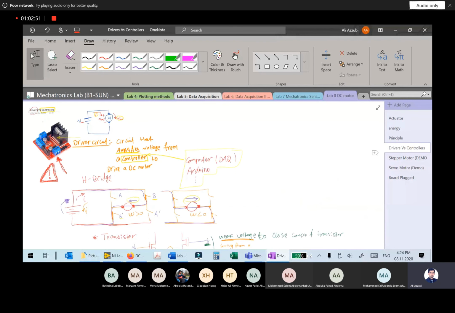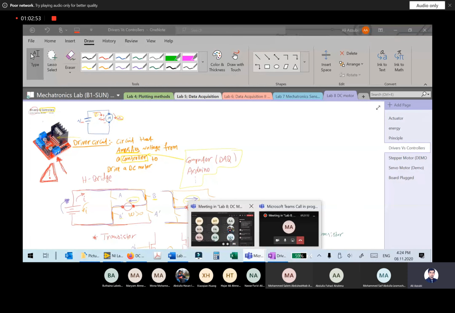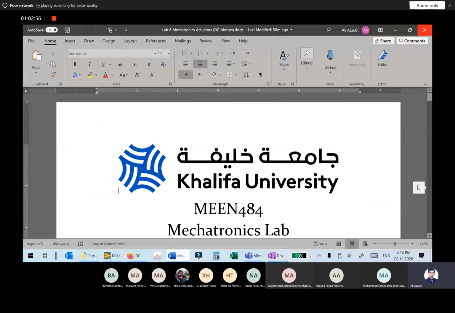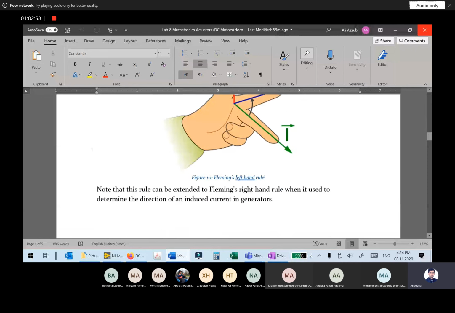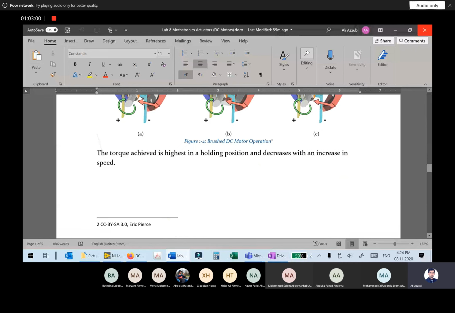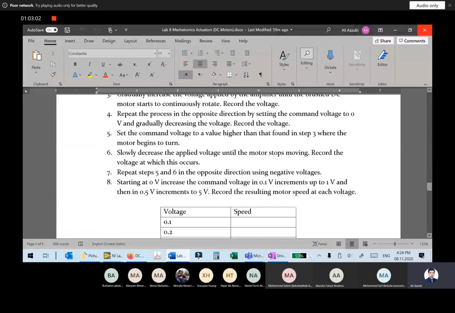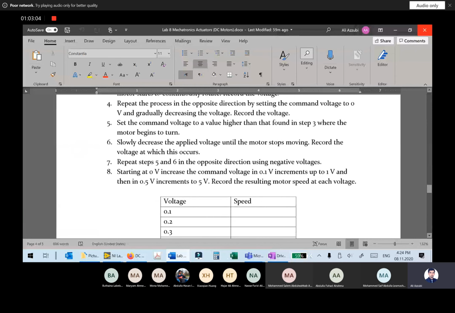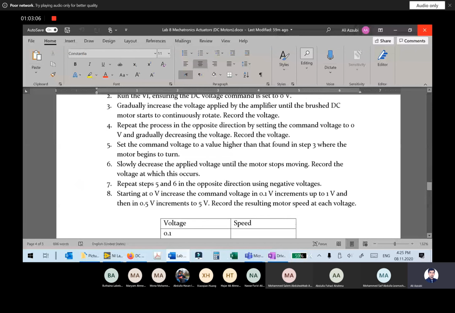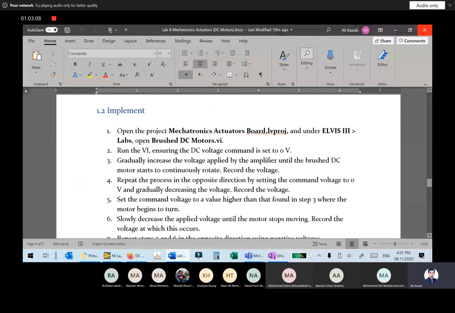But for now, let's avail the time and run our experiment. Now the experiment is very easy and straightforward. Our goal is the following. What you'll be doing is I'll apply voltage. First, we will study the characteristics of the DC motor.